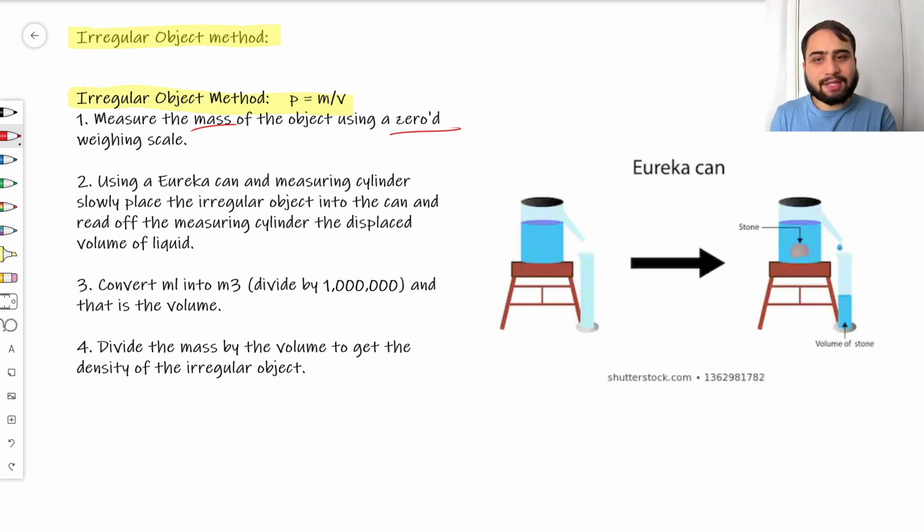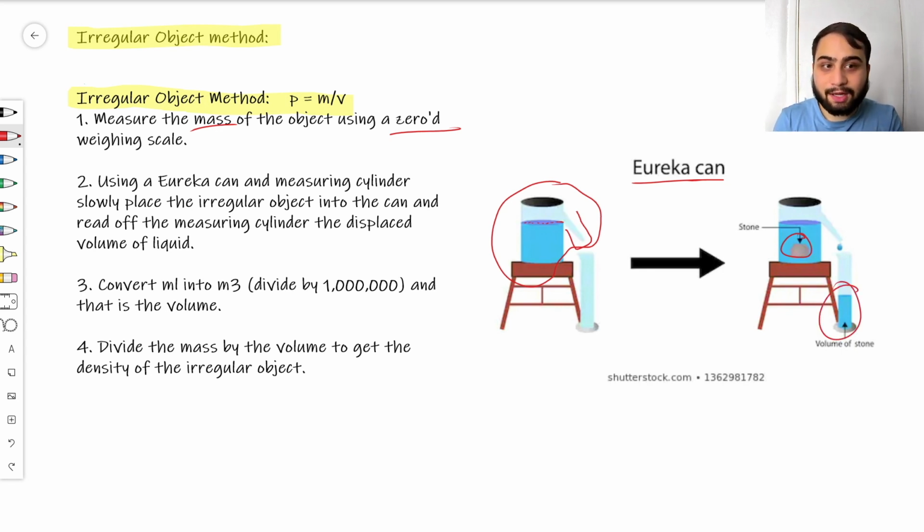Instead, we have to use something brand new called a Eureka can. Okay, so what really is this? A Eureka can is this thing over here, right? And you can see that it has a downwards facing spout, and you can see that the water line is just right to where the spout actually starts. So this means that when we place an object into the actual Eureka can itself, the level of the water rises, and because it rises above where the spout is, any excess water that's been displaced by the object gets pushed out into this measuring cylinder.